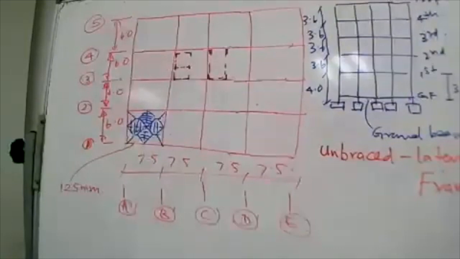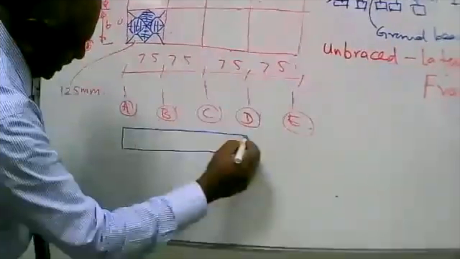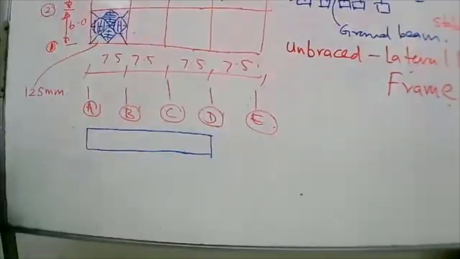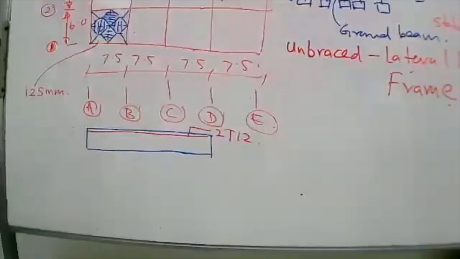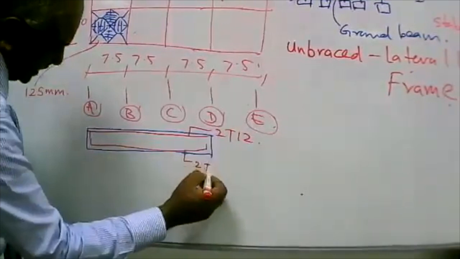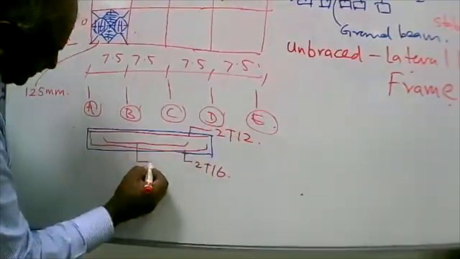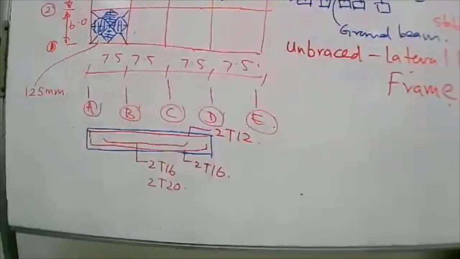Then I have to ask the question: how do you design the secondary beams? We design secondary beams so that they are simply supported. So what is the difference between a simply supported beam and a continuous beam? For a simply supported beam, what is the reinforcement that we provide at the top? 2T12. No need to provide any 16 millimeter bars or 20 millimeter bars. Why? It is simply supported. What is the reinforcement that you get at the bottom? 2T16. And then you get additional reinforcement to carry the additional loads.